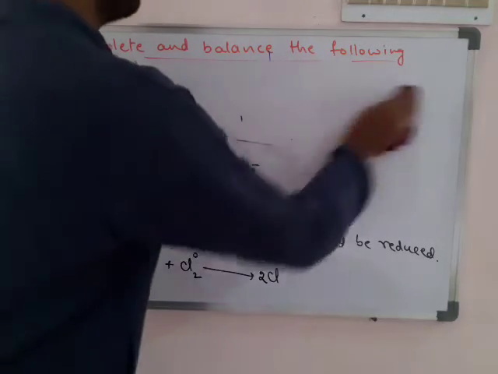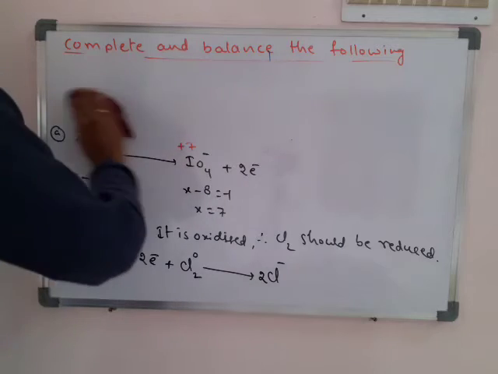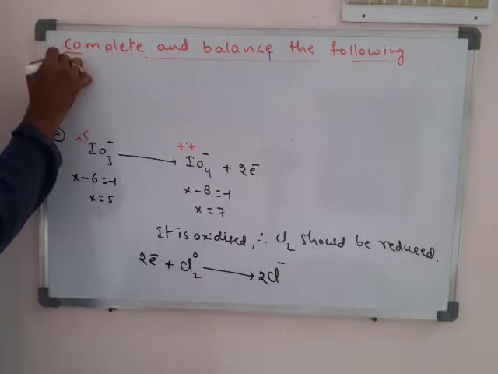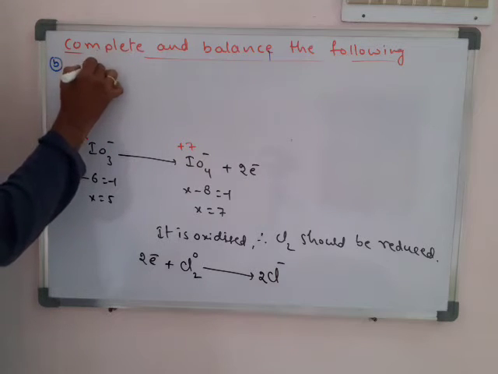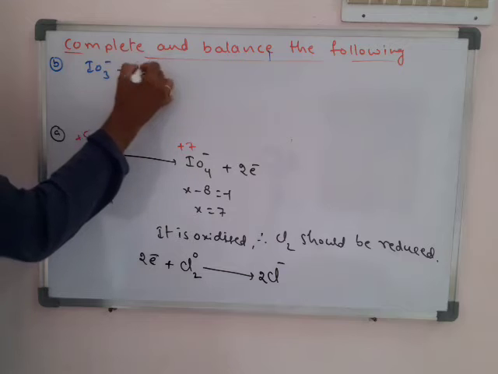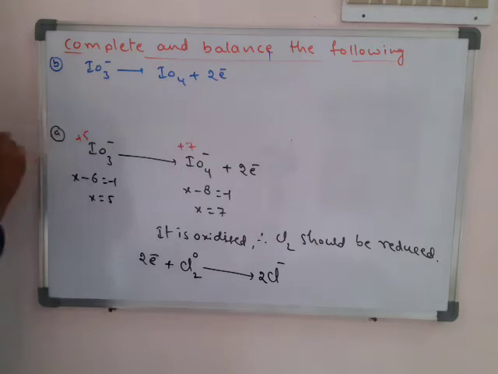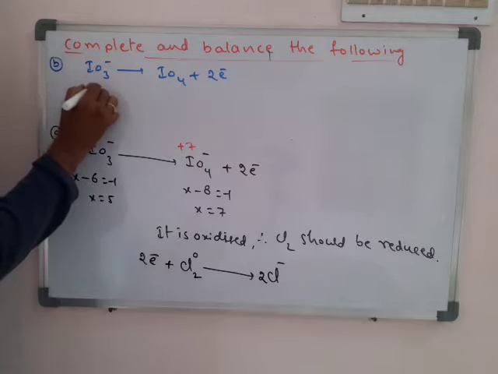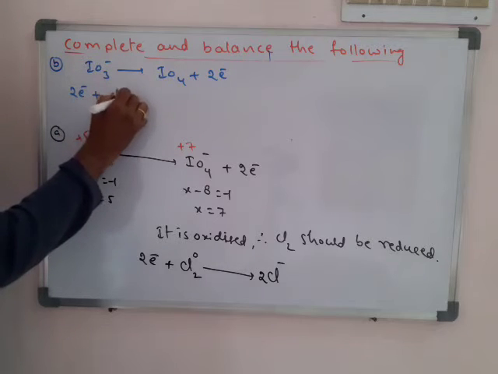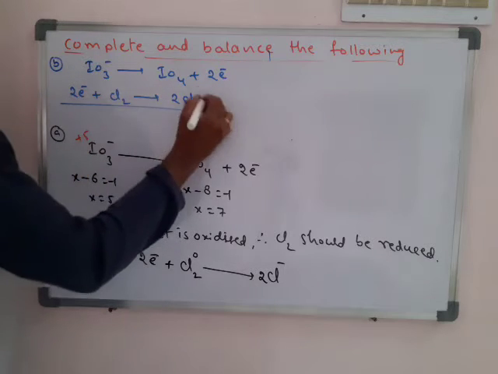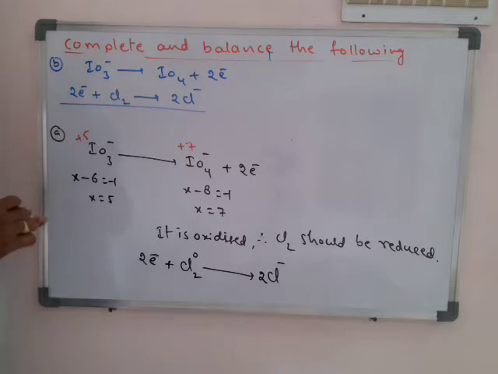Now we add both equations. So add both reactions. IO3 minus giving IO4 minus plus 2 electrons. 2 electrons plus chlorine forming 2Cl minus, sorry.